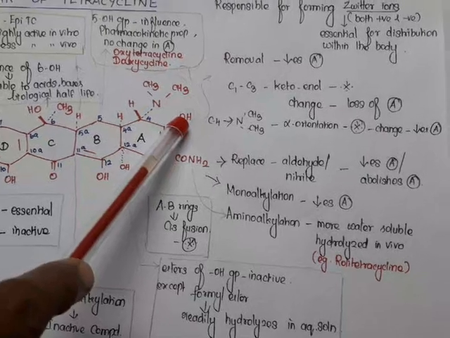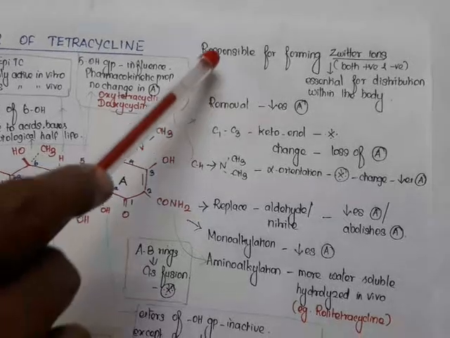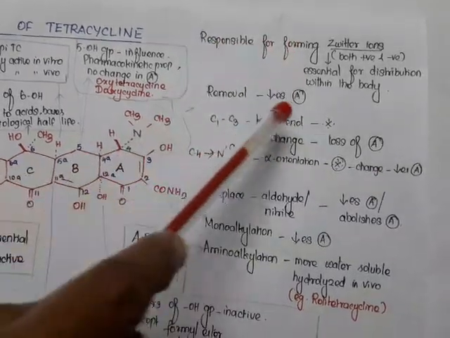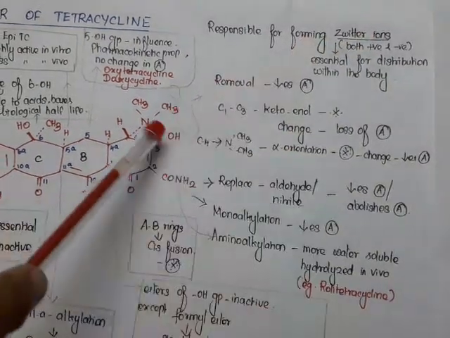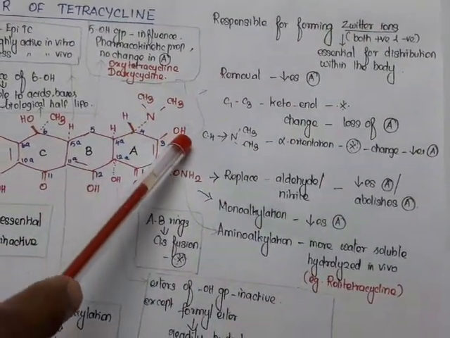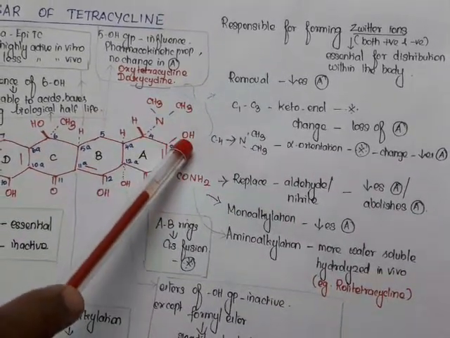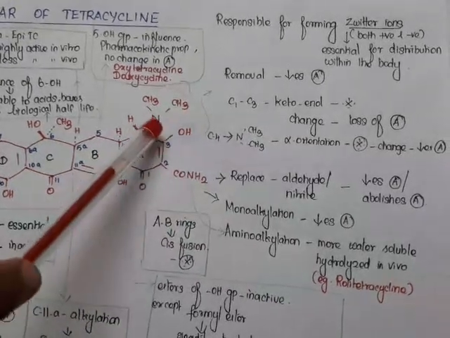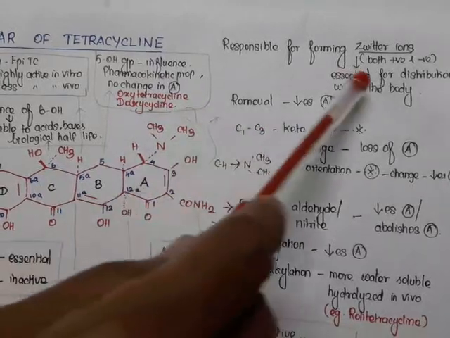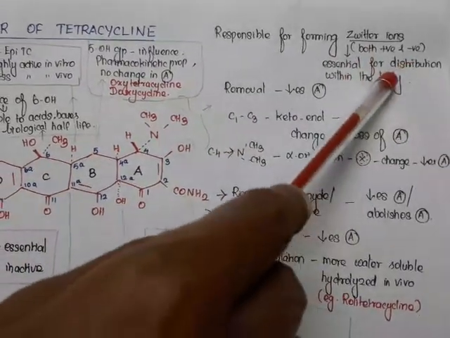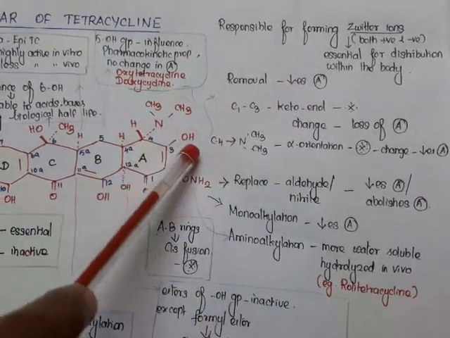Now come to third and fourth position. Third position we have hydroxy group and fourth position we have dimethylamino group. So these two groups are responsible for forming zwitterions. What is meant by zwitterion? That is having both positive charge and negative charge. How does it form a zwitterion? Here it is having hydrogen that combines with nitrogen. So because of that, nitrogen is getting plus charge and oxygen is getting minus charge. So the same ring is having plus and minus charge. That's why this is acting as a zwitterion. What is the use of a zwitterion? That is essential for distribution within the body. So if these two groups would be removed, the activity would be reduced.